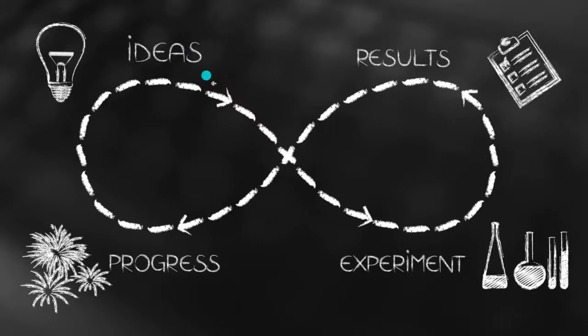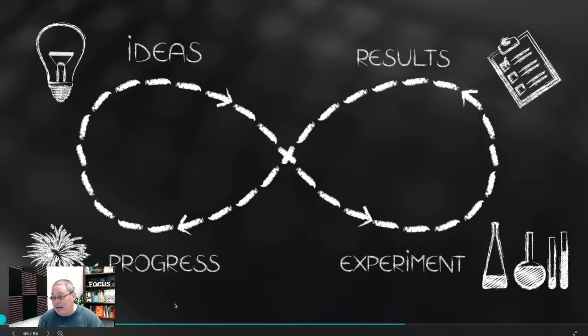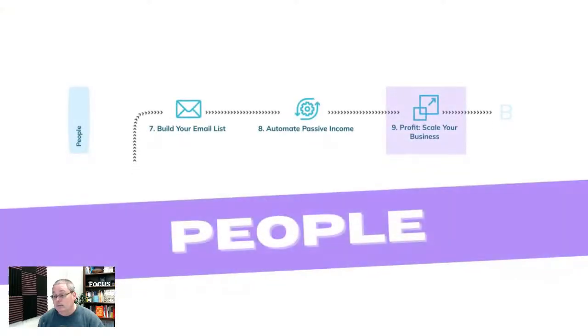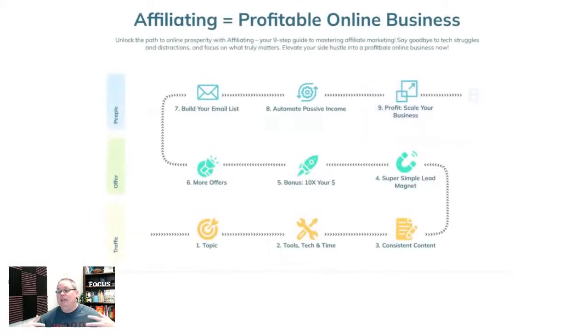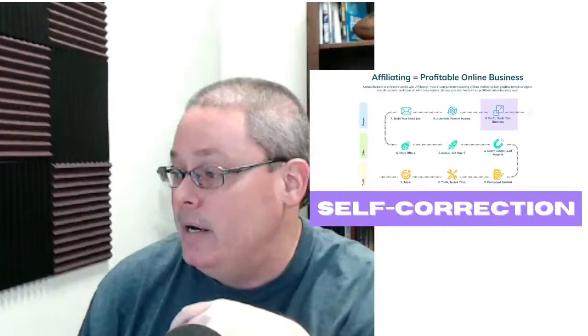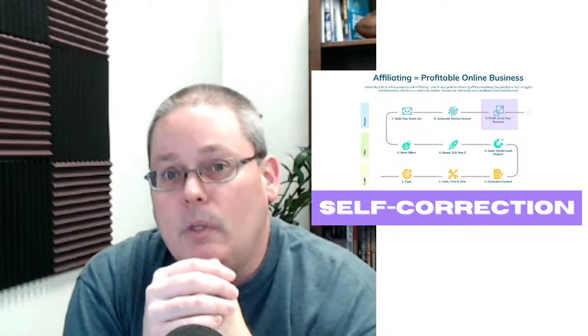And those ideas are going to go back into that same experiment. I'm going to see results, and then I'm going to see progress going up or down. But it doesn't matter, because the idea and the concept being, I am here and I have finished all 9 steps, and I am now adding people to an email list. And then the big idea or the concept here is the art of self-correction.